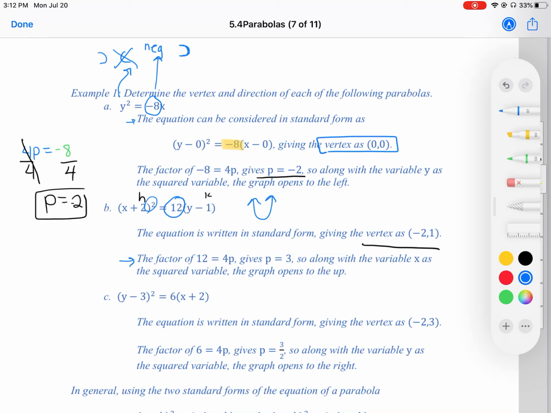So we have the factor of 12. Since our formula is 4p, we get a p of positive 3. So along with the variable x as a squared variable, the graph opens up.